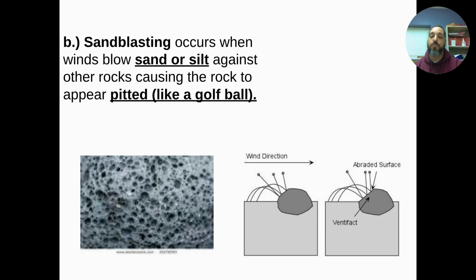Sandblasting. This occurs when wind blows sand or silt against other rocks, causing the rock to appear pitted, like a golf ball. So we can see in this example right here, this rock has been eroded by wind coming from this direction, because if you look and see, this side of the rock has been broken down and its shape has changed. It can tell us what direction the wind is coming from.